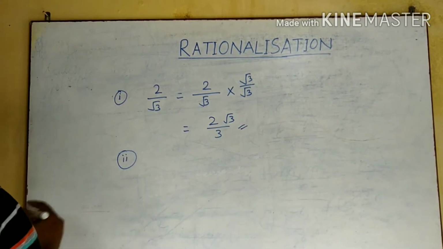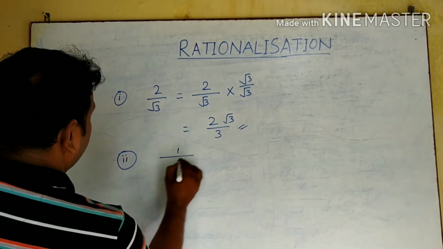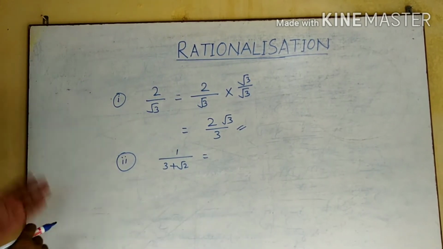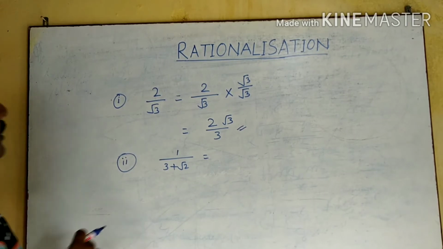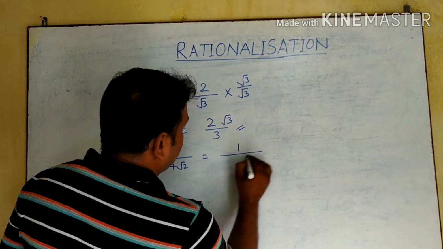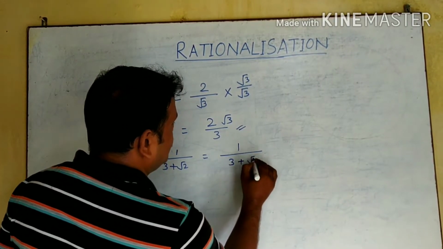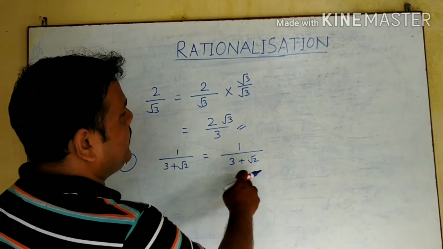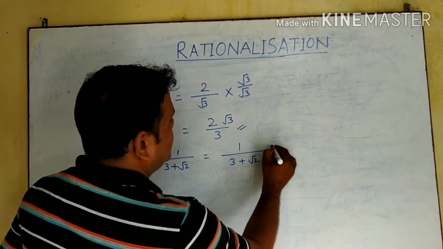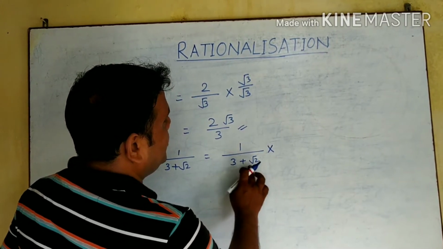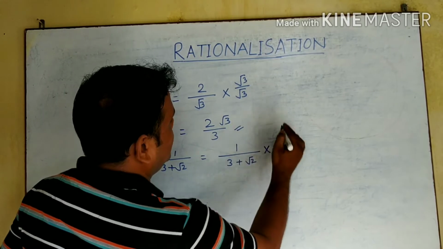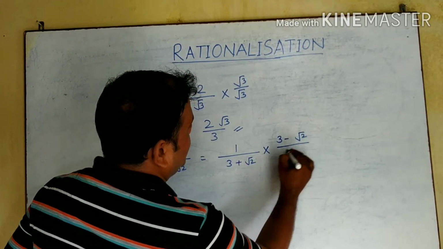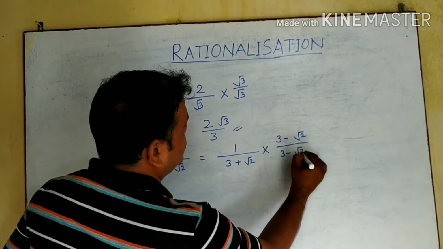Now suppose second question like this. Suppose here is 1 by 3 plus under root 2. What will we do? So what will be its rationalizing factor? To convert it into a rational number, since we have 3 plus under root 2, here you multiply by 3 minus under root 2, and here also 3 minus under root 2.